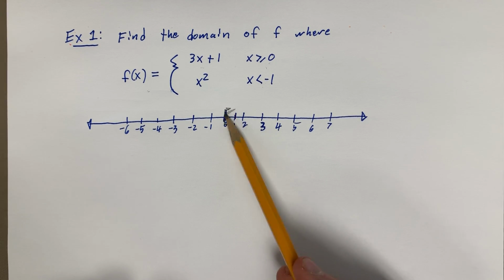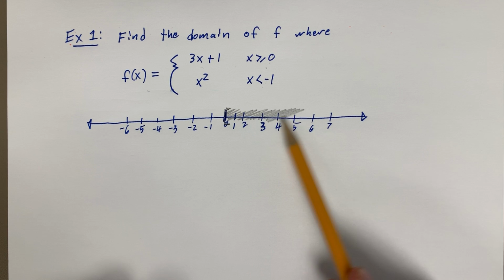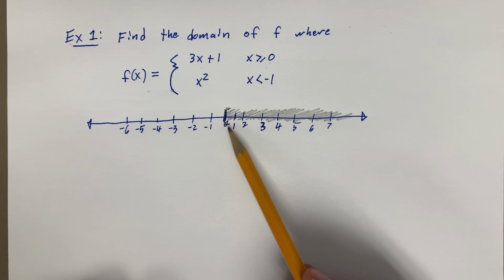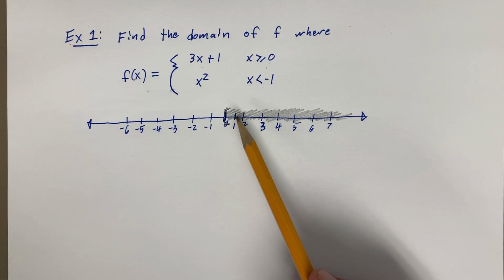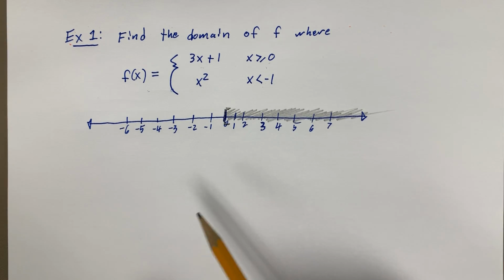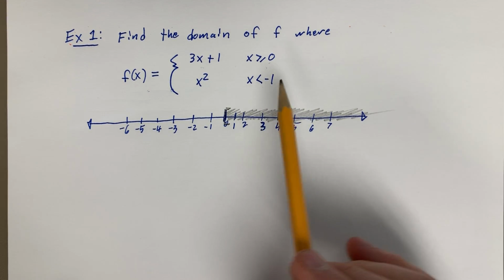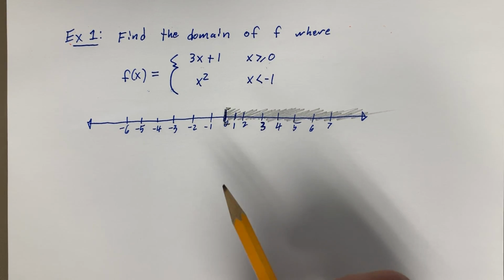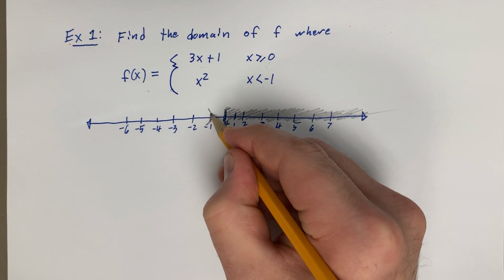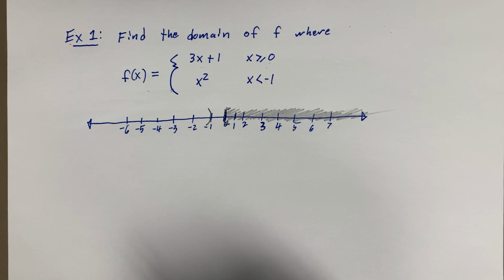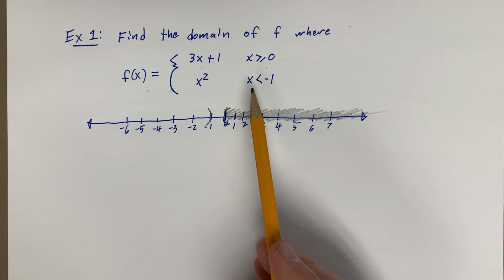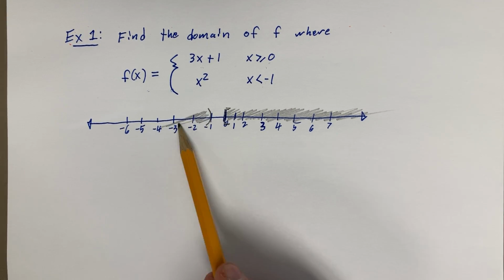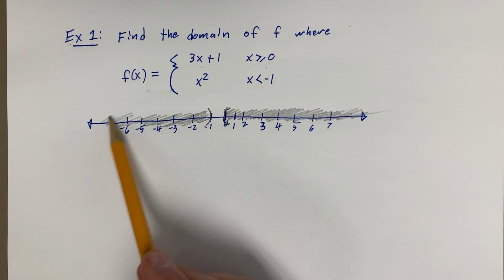And then I'm going to shade all to the right, because we're looking at all x values that are greater than or equal to 0, that's why I use the square bracket. So I shade in everything to the right. All right, looking at the second part, x is strictly less than minus 1. So I'm going to put a round bracket at minus 1, because minus 1 is not included in that. And x is less than minus 1, so we shade everything to the left.